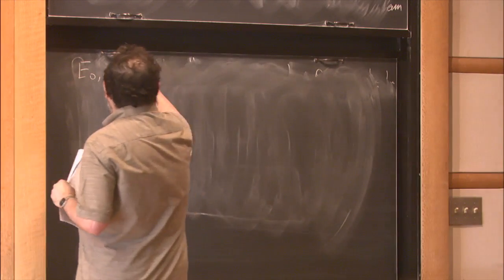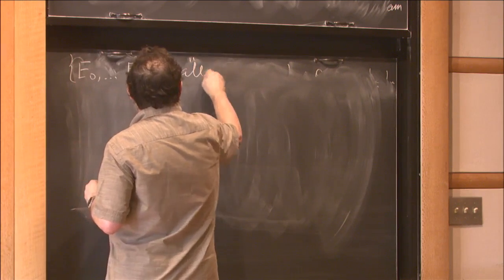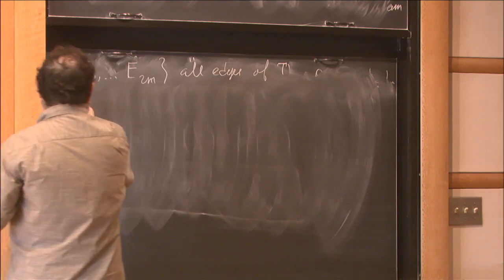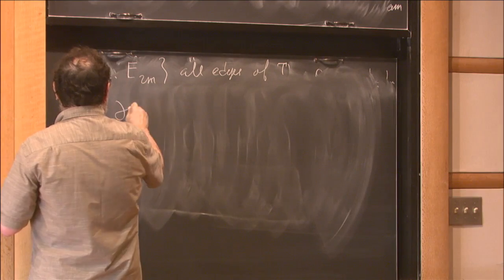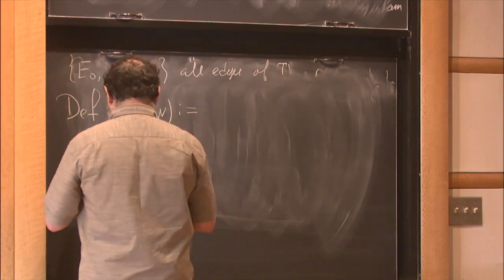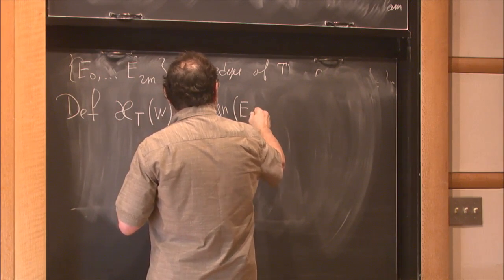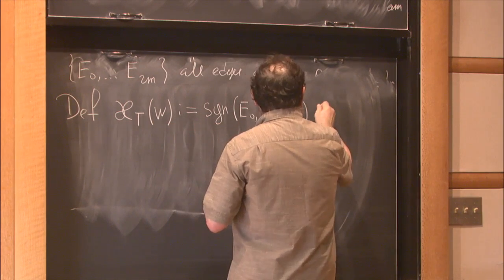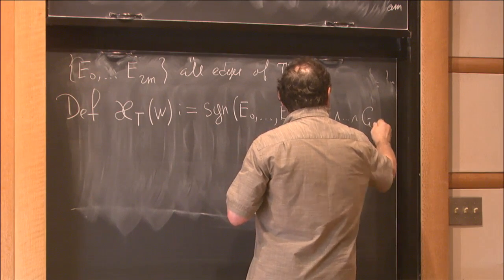Okay, so let's take the collection of all edges. This is all edges of T. And now I write down the main definition here. This is a differential form which is going to be integrated. So I call it kappa T of W. And so this is the following. First of all, I put some sign, which I'm going to explain in a minute, because I choose some order of the edges. And then I just take the wedge product of all these differential forms.